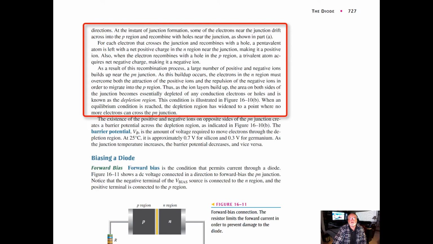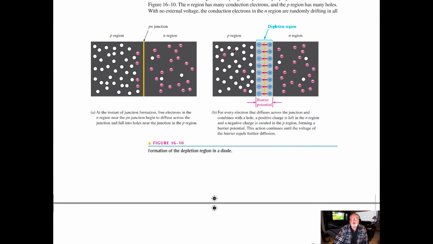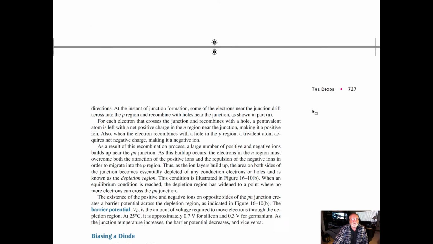This condition is illustrated when an equilibrium condition is reached. The depletion region has widened to a point where no more electrons can cross the PN junction. Okay, so we see this action here on the right hand side, that the holes and the electrons are forming into the barrier potential and creating the depletion region.